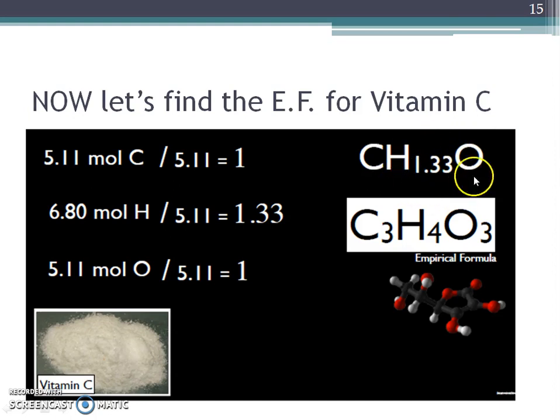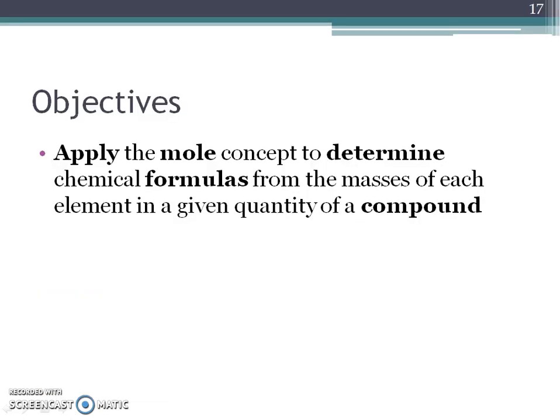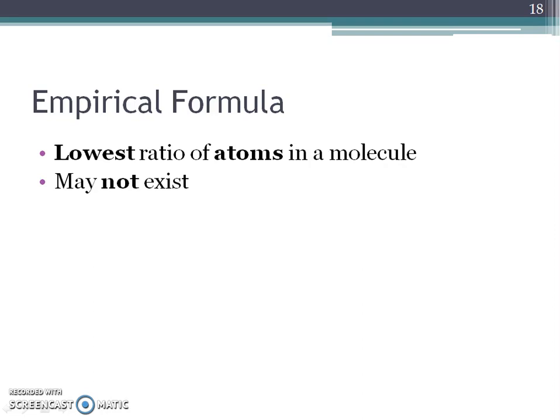Now this is kind of goofy, right? He showed you that 1.33, and that's where you might have to actually do some multiplying because that doesn't make any sense, that 1.33. But it gives you just a little bit more detail. So onto your packet notes. In this section, you're going to apply this mole concept in order to determine these chemical formulas from the masses of each of those elements in that compound. So pause the video, fill in the notes, and then play to hear my words.